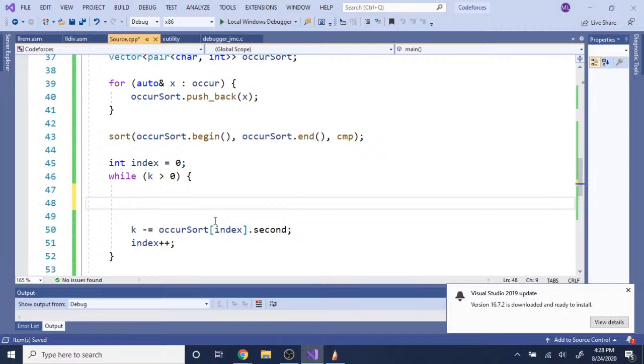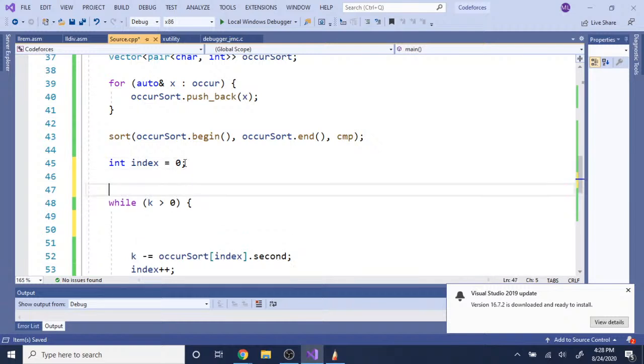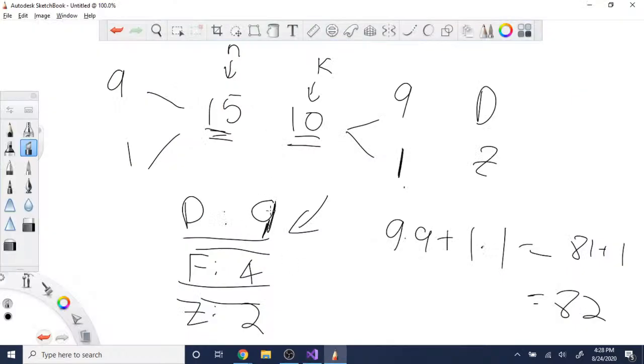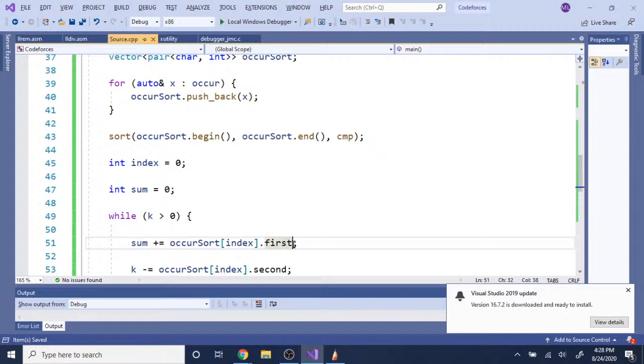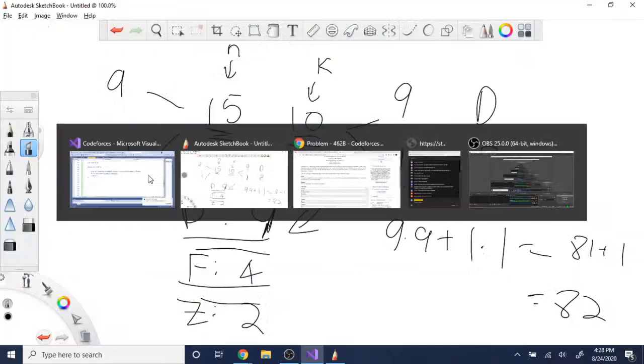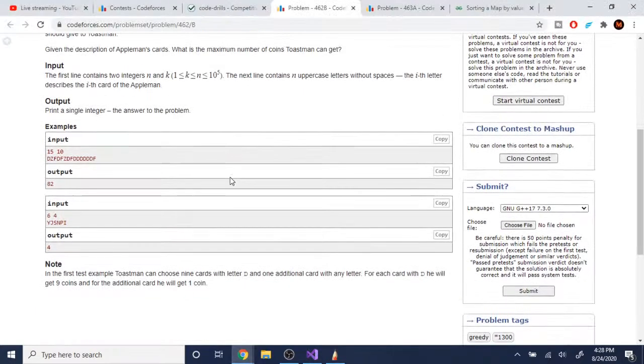Okay, so what we're going to do is multiply. We have to have a sum equals 0, and then sum plus equal to occur sort at index beginning, and then we get the first value and multiply it. So we add the first value multiplied by itself, so that's going to be 9 times 9, I think. We got 9. Okay, and then after that, we're done, and it should be done.